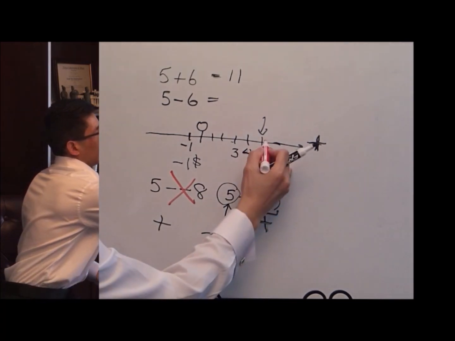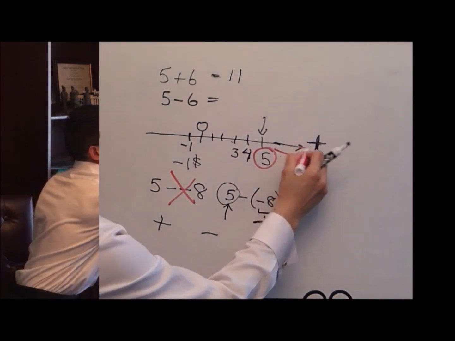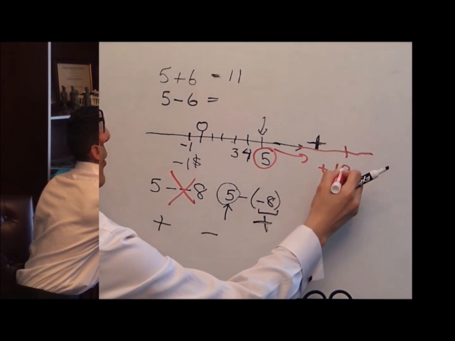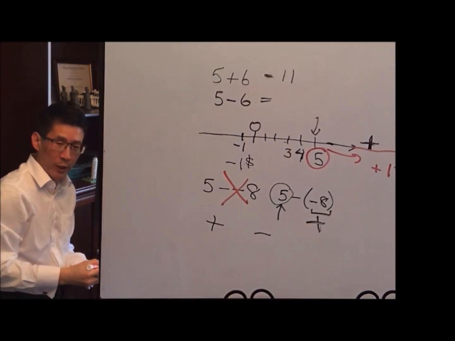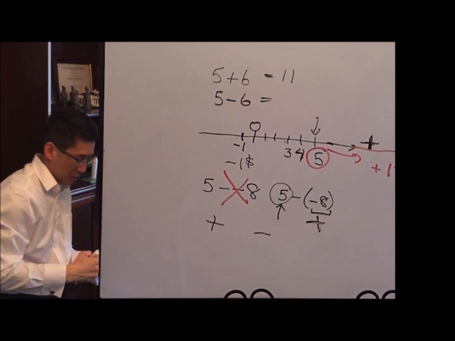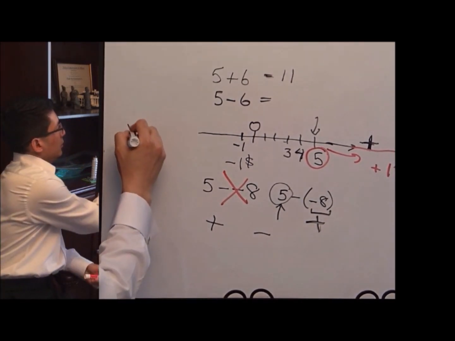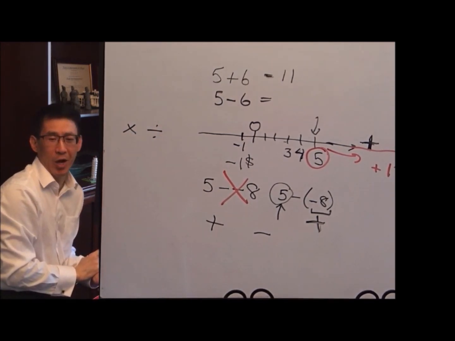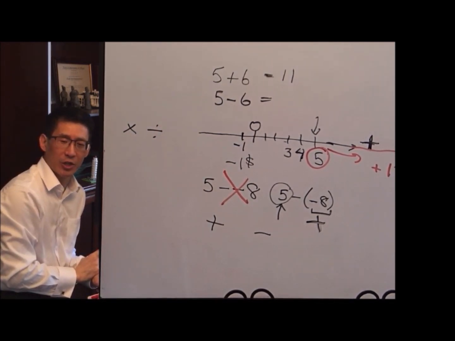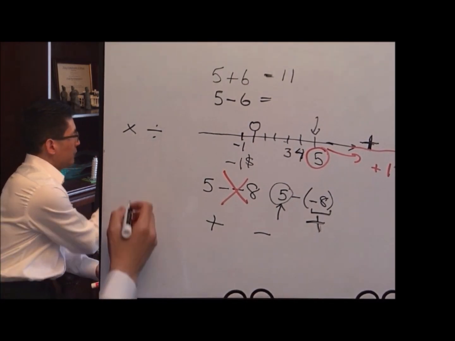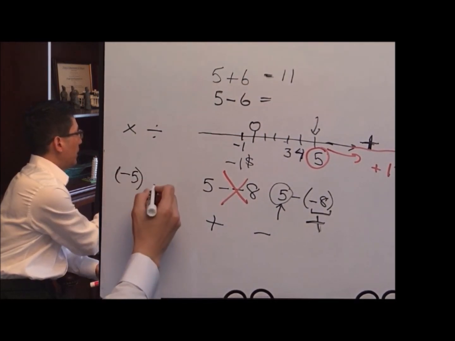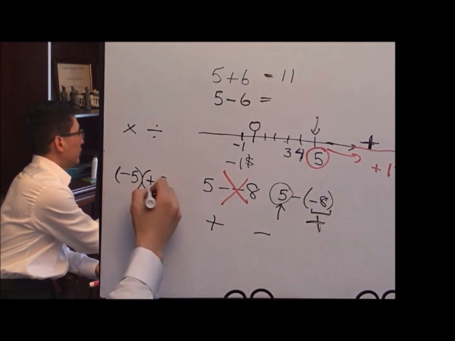8 steps. 8 steps up brings us to positive 13. Another way of looking at this is by taking multiplication and division, which are always taught to be harder than addition and subtraction. It's actually the other way around, folks. If we have two numbers, for example, negative 5, and I want to multiply it by, say, positive 3.